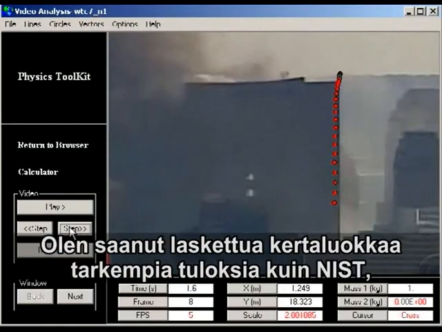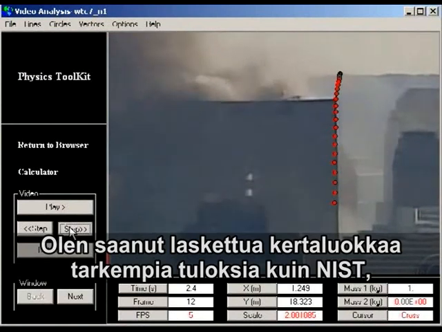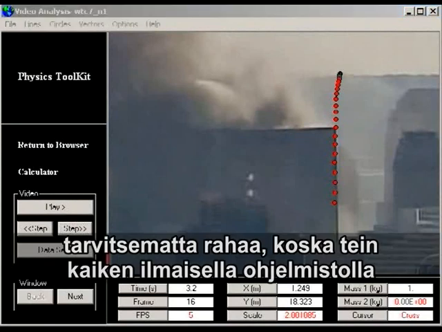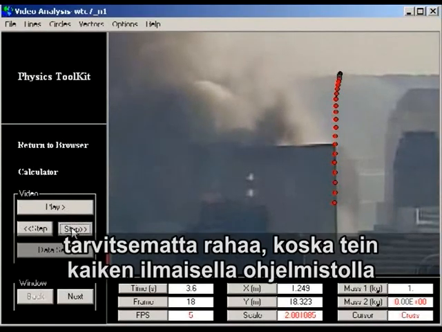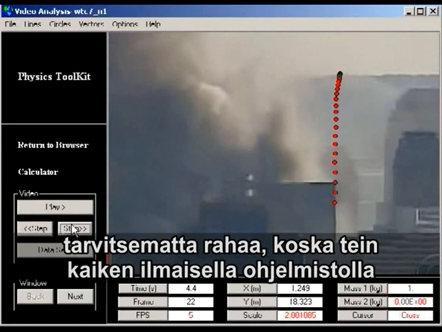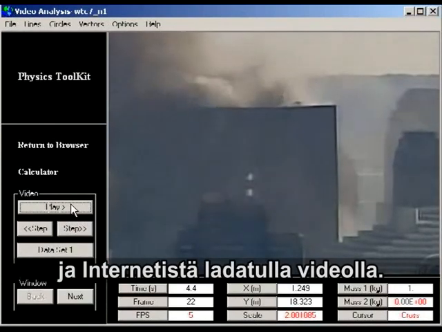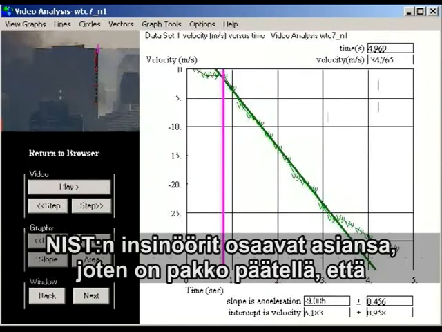In this video, I have measured the velocity profile and the instantaneous acceleration of the building with orders of magnitude better precision than NIST, and I did it with zero budget, a free software tool commonly used in high school physics classes, and a copy of a video downloaded from the internet. I know the guys at NIST are not incompetent.